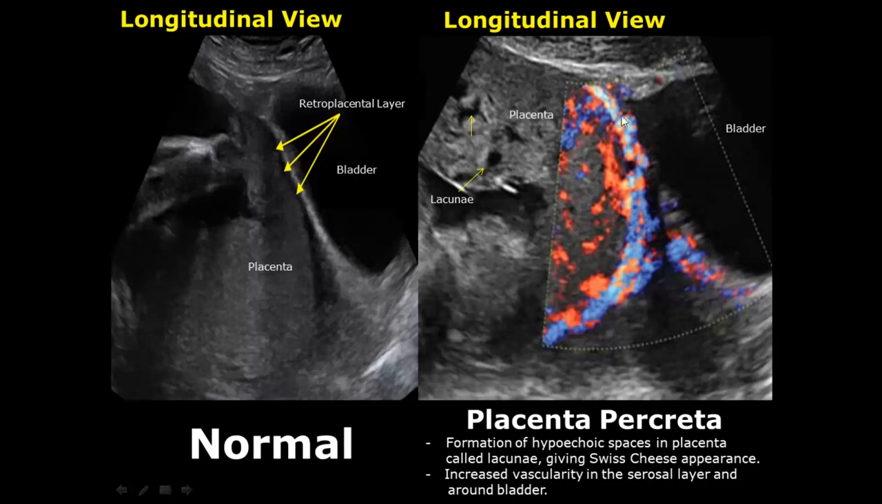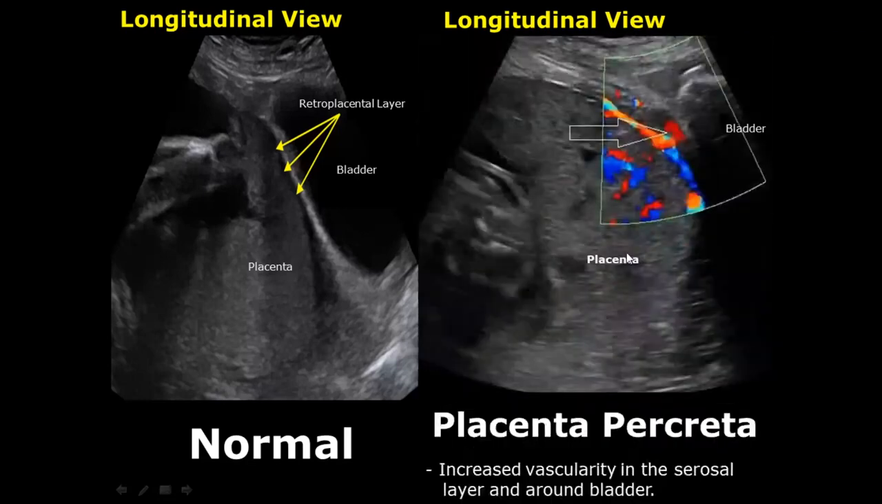On color Doppler, we will see hypervascularity in the serosal layer, that is the outermost layer of the uterus, and usually we will see this hypervascularity around the bladder region. Here is another image showing increased vascularity in the serosal layer.